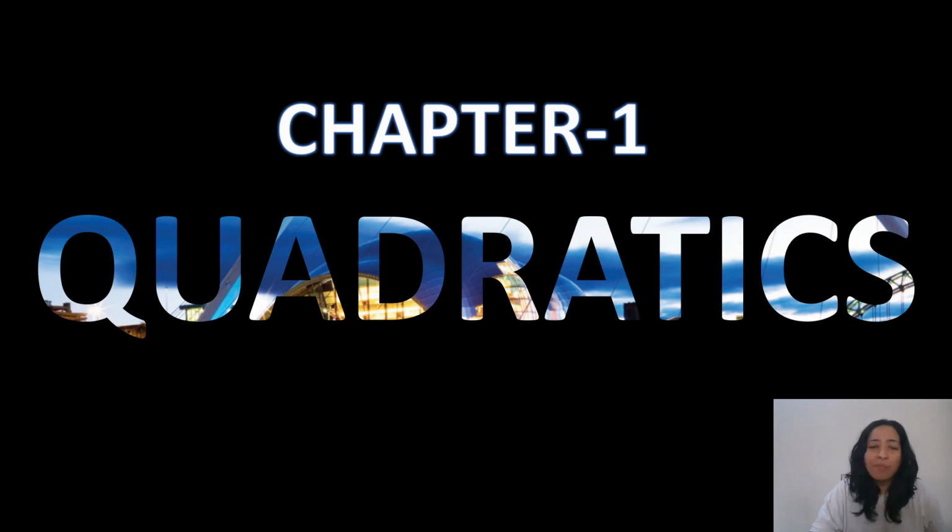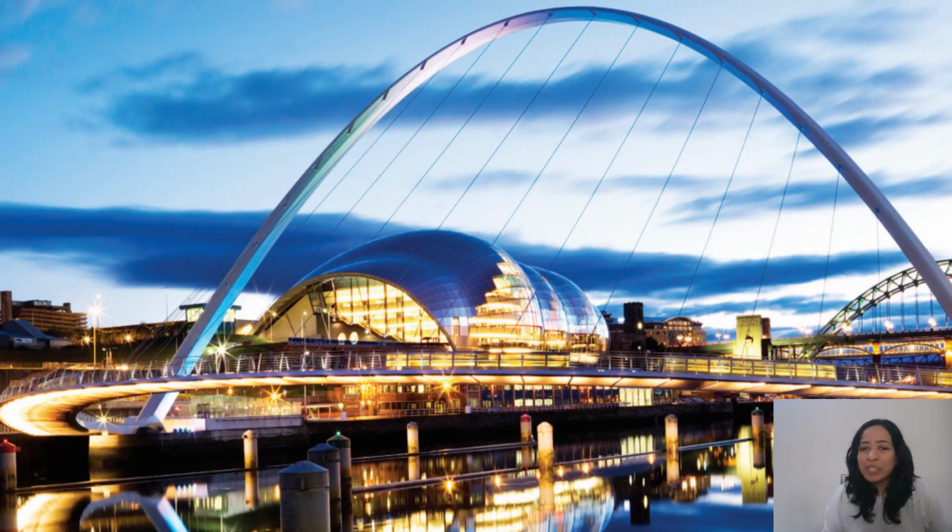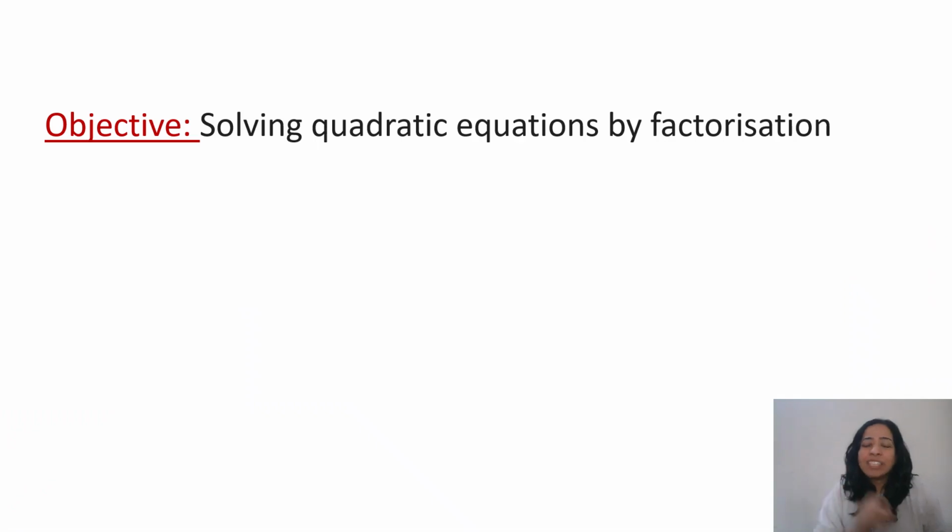So let's start with the chapter of our book, that is quadratics. I want you to carefully look at the image over here. In this image you can see many curves, right? These are very special because we are going to learn them in detail in future in this chapter itself, right?